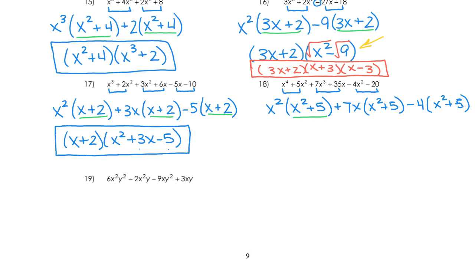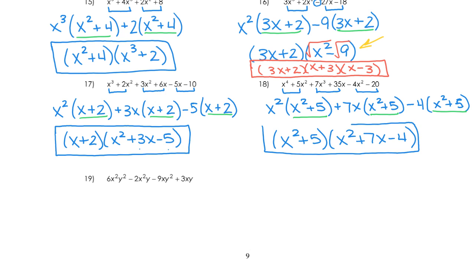The x squared plus 5's get pulled out to become your first factor. Guys on the outside, squish together to become my second factor. And again, that's a trinomial. However, it is not a factorable trinomial. It is impossible to find numbers that multiply to negative 4 and add to 7. All right, so that one's finished.